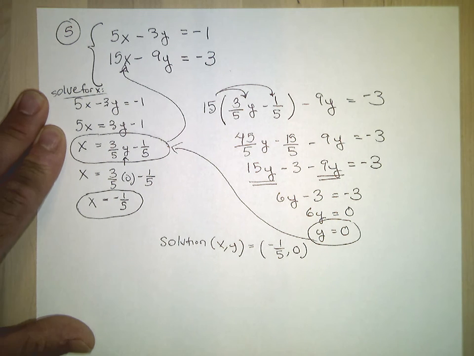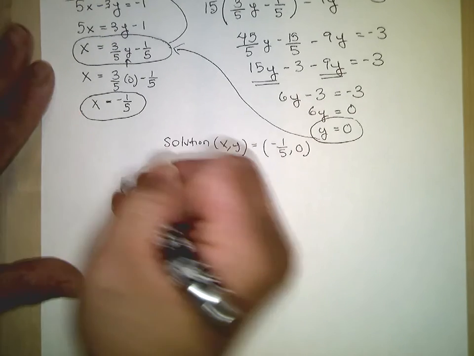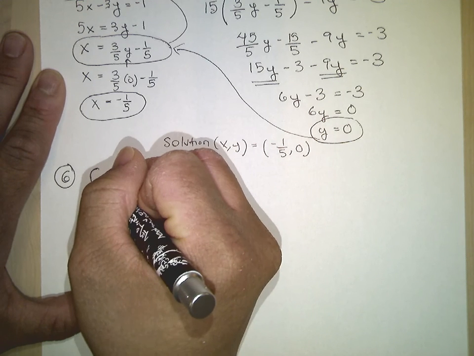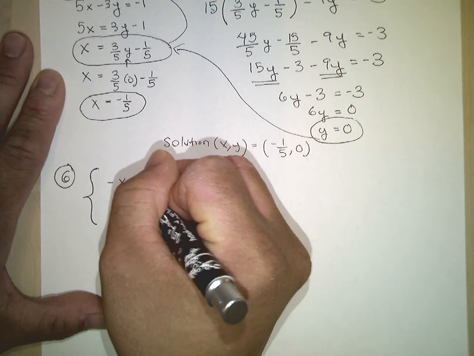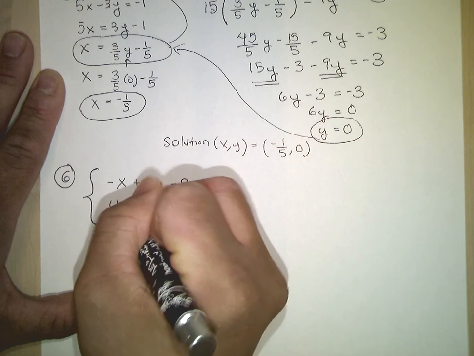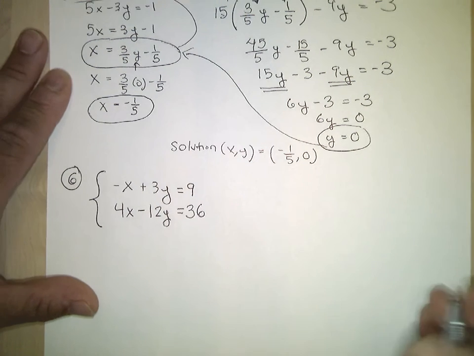All right, so hopefully that will be okay to everyone here. Now let's try another one. All right, so let's label this one number 6 here. The opposite of x plus 3y equals 9, and 4x minus 12y is equal to 36.